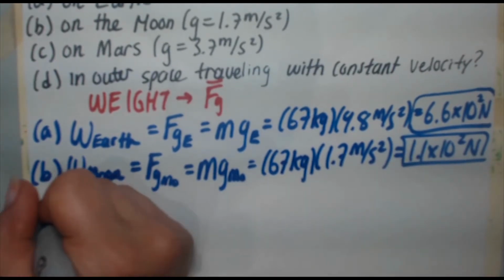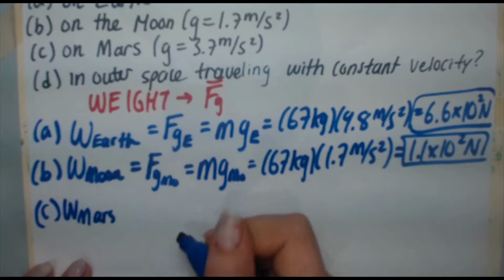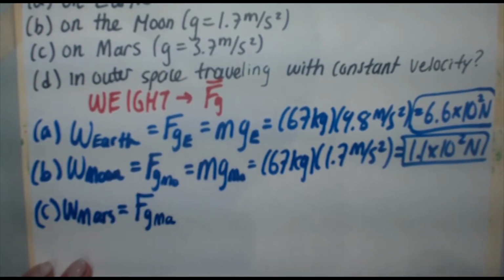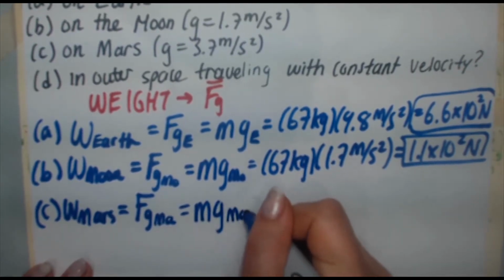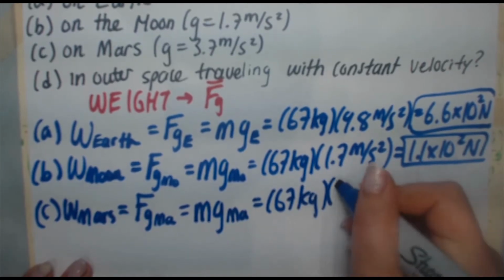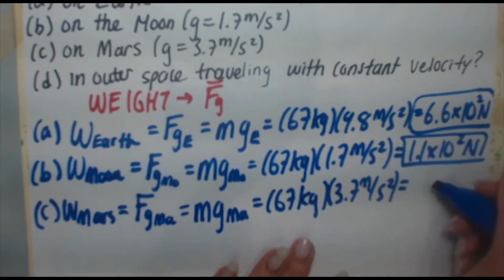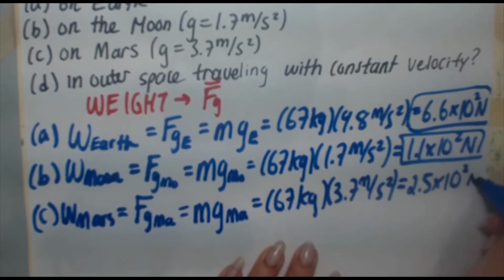Now Mars is a bit more massive than the Moon, so we would expect a larger value here. So the weight on Mars is Fg ma, for Mars, which is equal to the product of the mass and acceleration due to gravity on Mars. So 67 kilograms times 3.7 meters per second squared, and when you calculate that, you are going to get 2.5 times 10 to the 2 newtons.